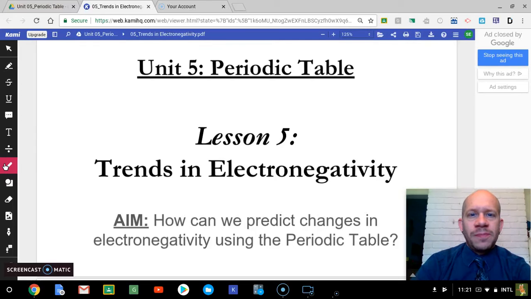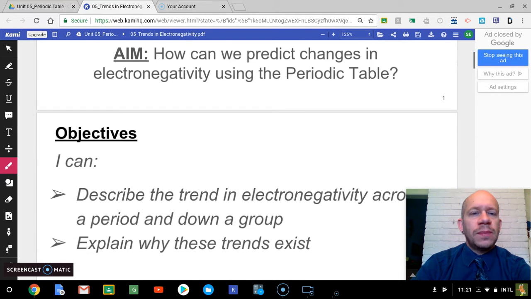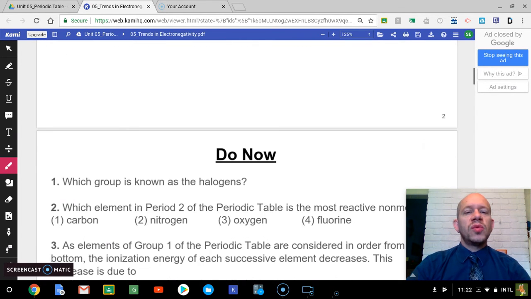This is Unit 5, Periodic Table, Lesson 5, Trends in Electronegativity. How can we predict changes in electronegativity using the periodic table? By the end of this lesson, you will be able to describe the trend in electronegativity down a group and across a period, and you'll be able to explain why these trends exist. So, do now.